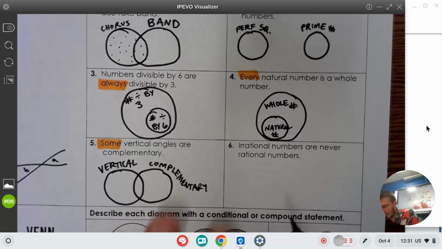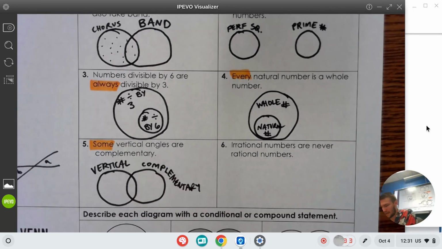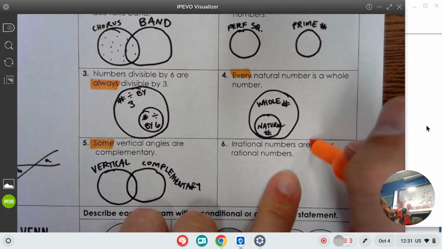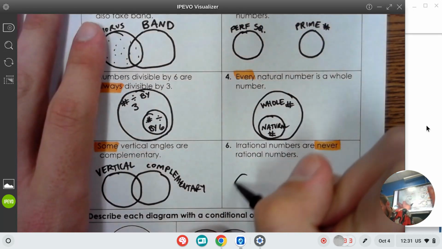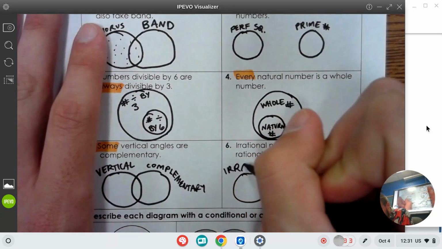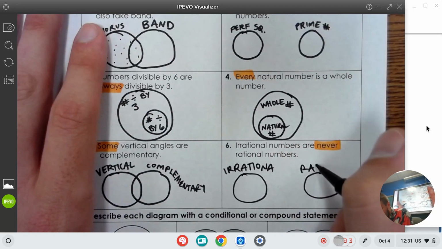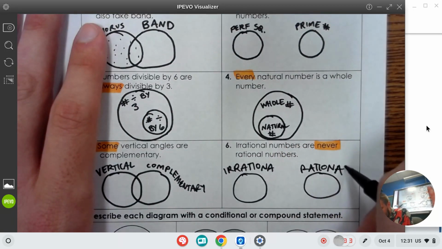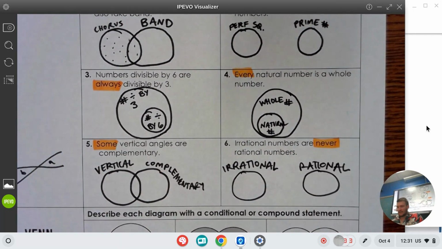Last one is irrational numbers are never rational numbers. We get another word like never. So what do we think? A, B, C? This is going to be C, right? We got two totally separate things. You got irrational and rational. I think literally the definition of these different categories contradicts each other, right? Irrational numbers are not rational, particularly. That's the whole point of them.